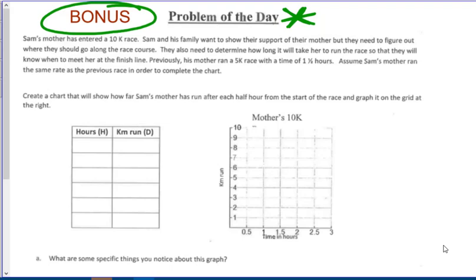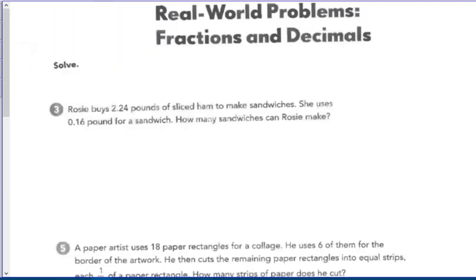Video 6 now moves on to page 36. Real-world problems, fractions, and decimals. So word problems that have to do with fractions and decimals. Rosie buys 2.24 pounds of sliced ham to make sandwiches. She uses 0.16 of a pound for a sandwich. How many sandwiches can Rosie make?